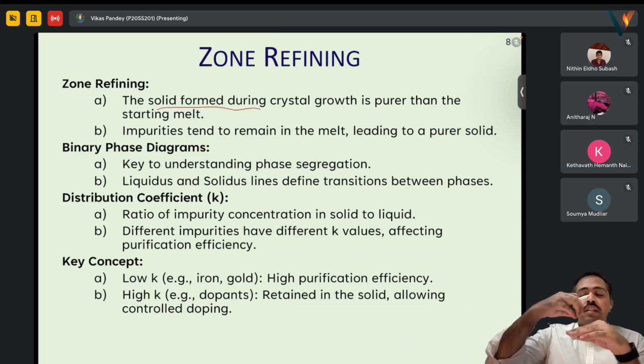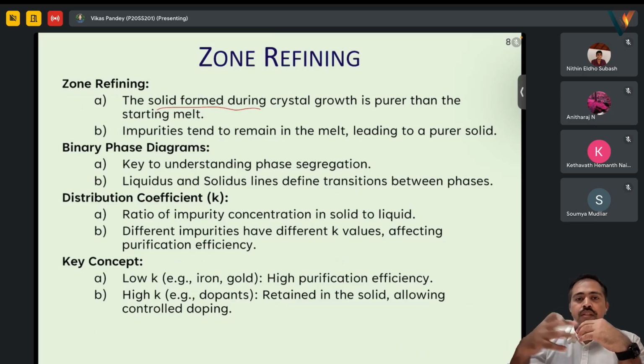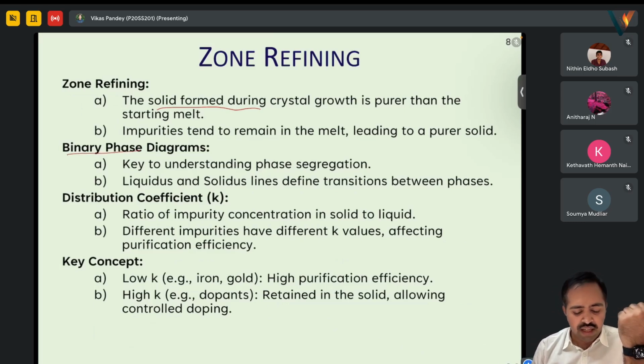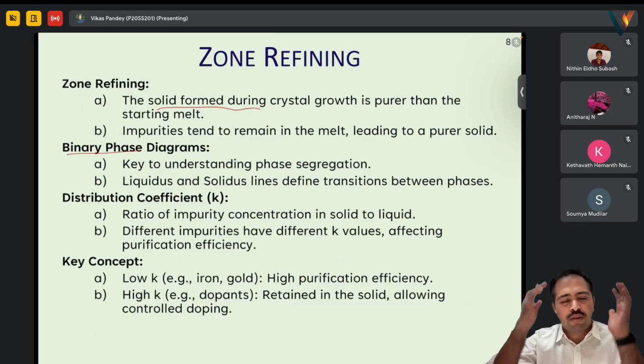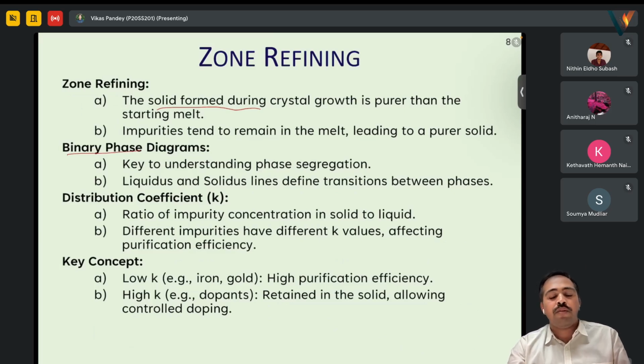When we take the solid out of the melt, the impurities will try to remain in the melt. The impurities move along with the molten part and the solid gets purer and purer. This is done multiple times. Generally, binary phase diagrams are used to understand this. Let's not go very deep, otherwise in the first class itself it will become too boring. We will mostly be discussing the fabrication part.